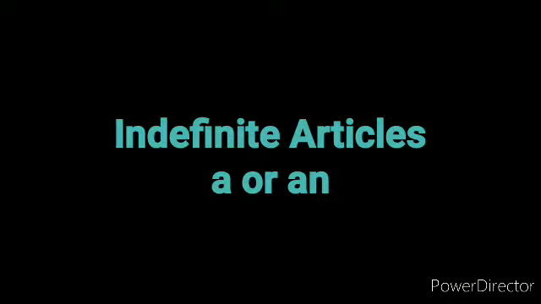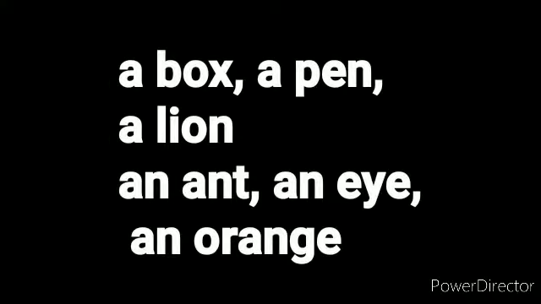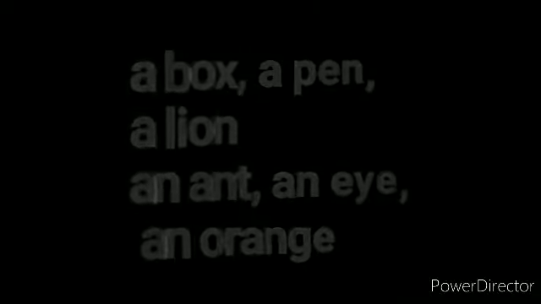The indefinite article is a or an. A is used before consonants and an before words beginning with a vowel. For example, a box, a pen, a lion. And examples of an: an eye, an orange, an umbrella, an interesting book, and so on. There are some more things which we have to remember when we deal with articles.